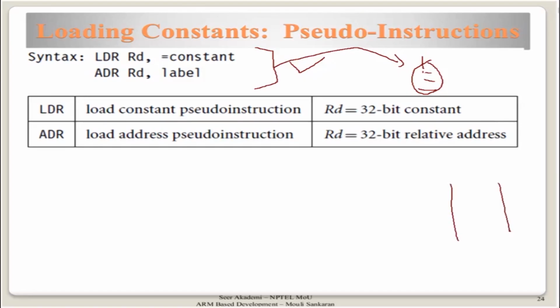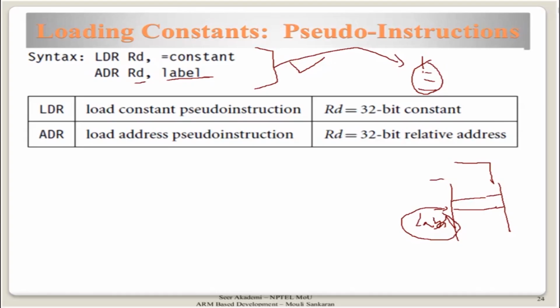Okay, there is a label you have mentioned in your assembly code. That means it is referring to a particular part of the code. So this code can be anywhere in your code memory, and you are interested in getting the address where the code is. So you may say that I am interested in getting the address of the label into this register.